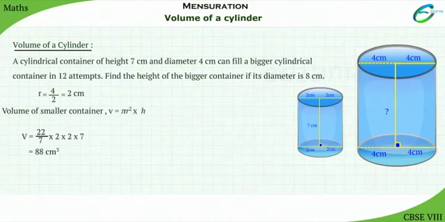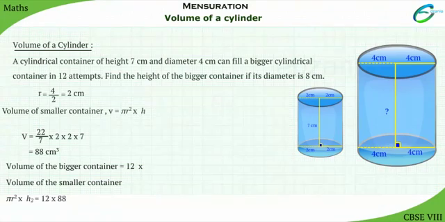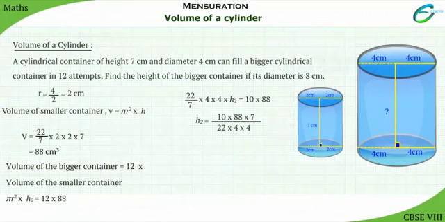Since the bigger container can be filled by the smaller container in 12 attempts, the volume of the bigger container is 12 times the volume of the smaller one. Now we know the volume of the bigger container and its radius is 4 centimeters. We can use the formula to find the height of the bigger container.